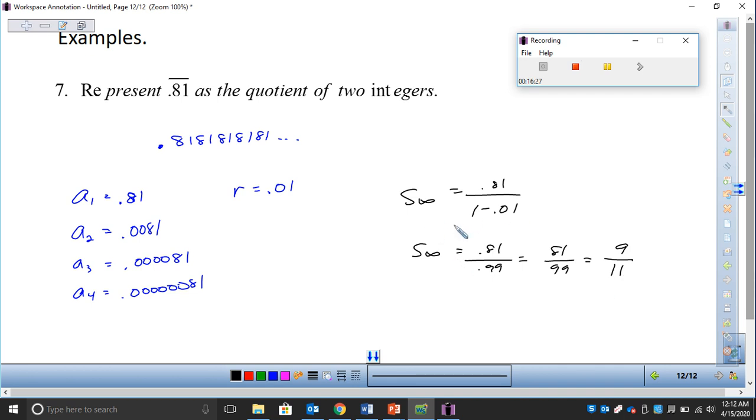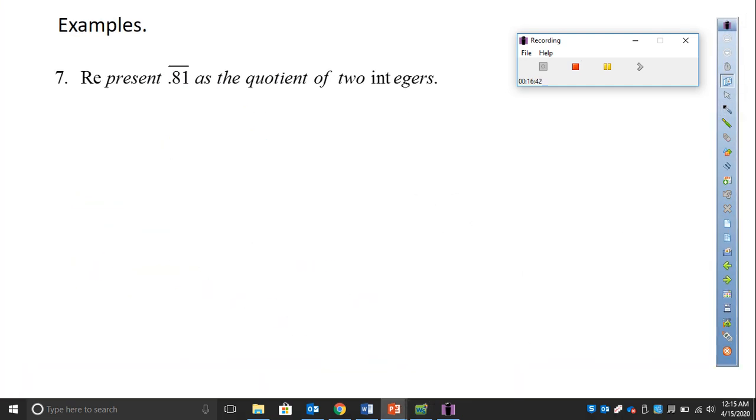So again, using the infinite geometric series formula, this is the work that would correspond with that. So 9/11 is how you write 0.81 repeating as a fraction.